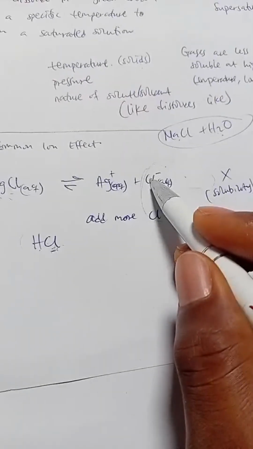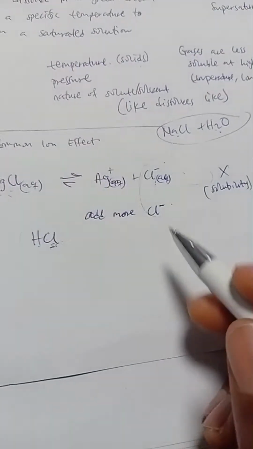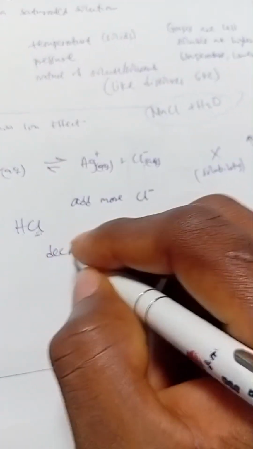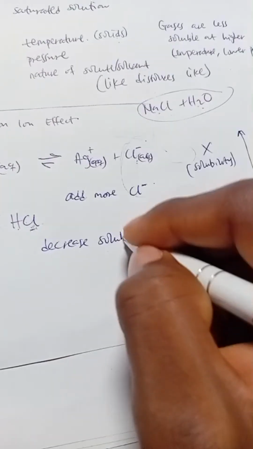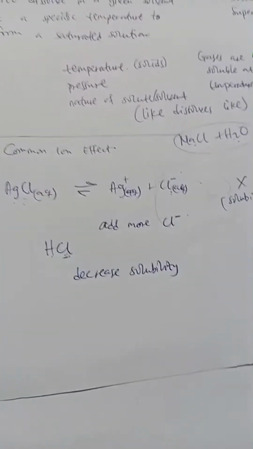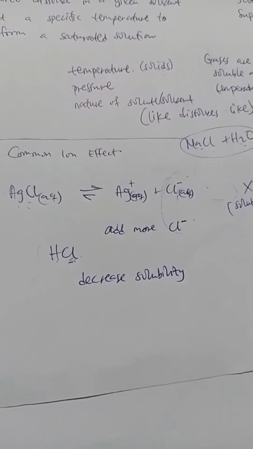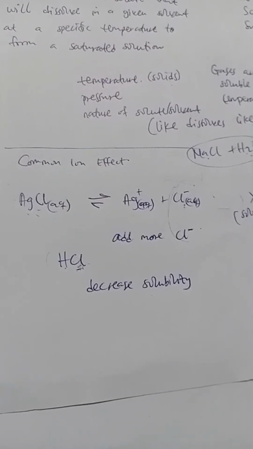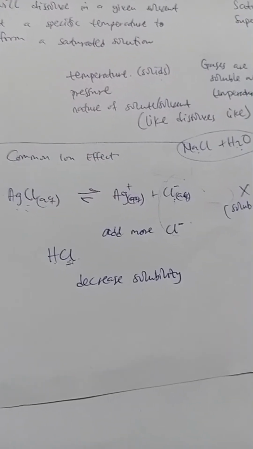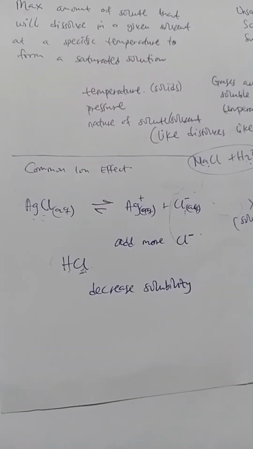The effect is that since there is a common ion, they are going to increase the concentration of the Cl minus and the equilibrium position will shift backward to the left. So in effect, it will decrease the solubility. So common ion effect decreases solubility. And then let's see how we can do calculations on common ion effect.